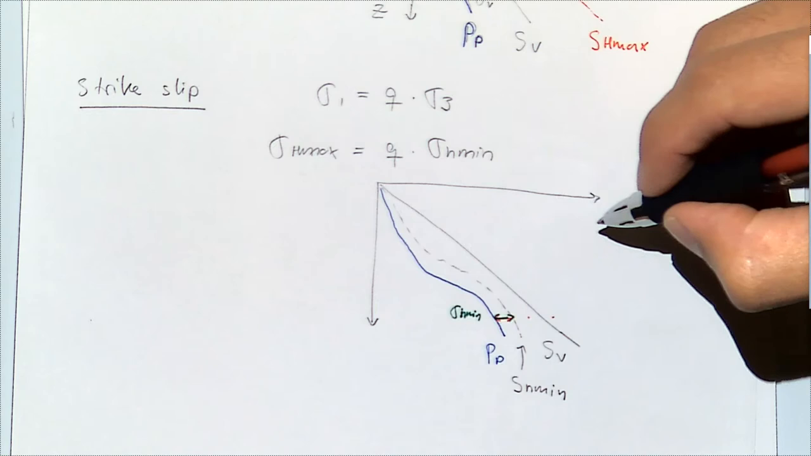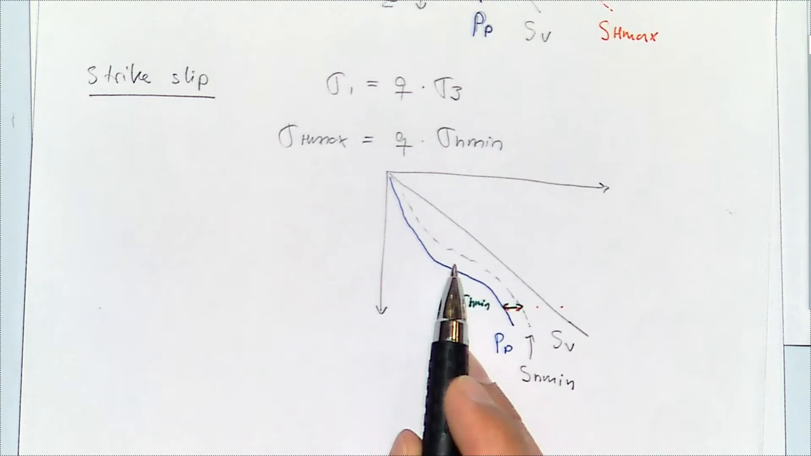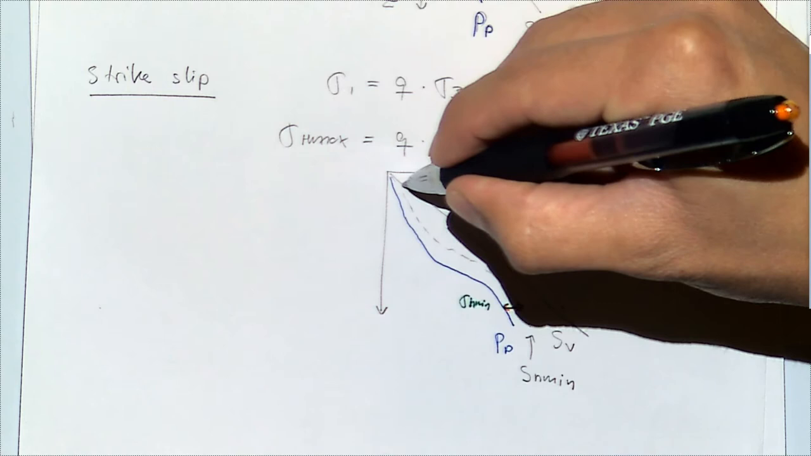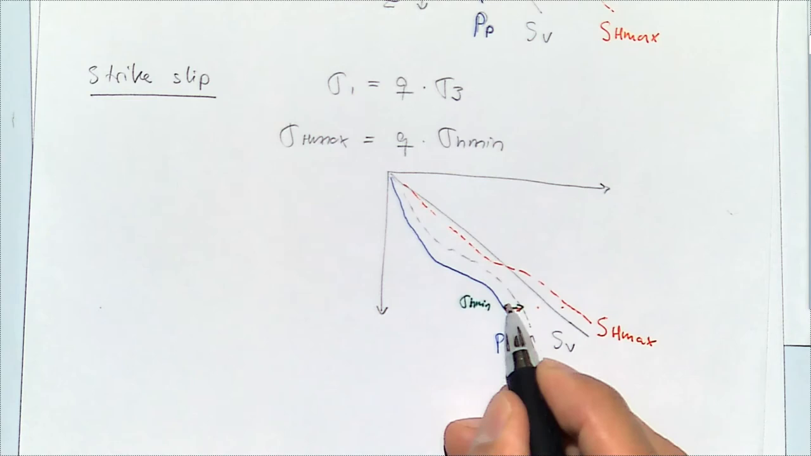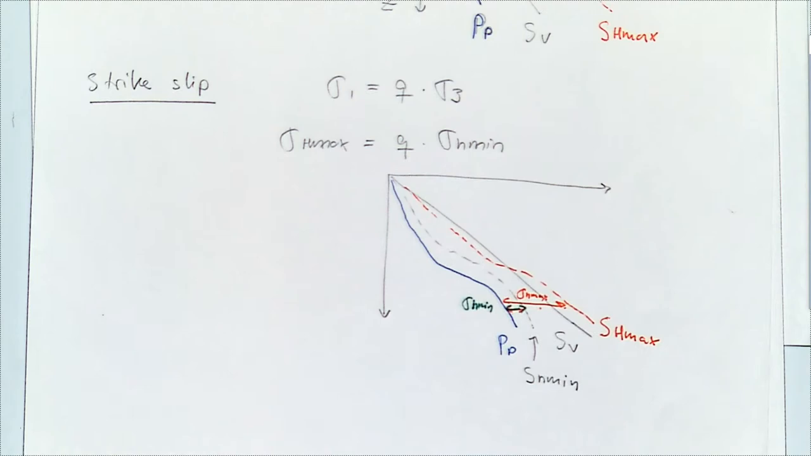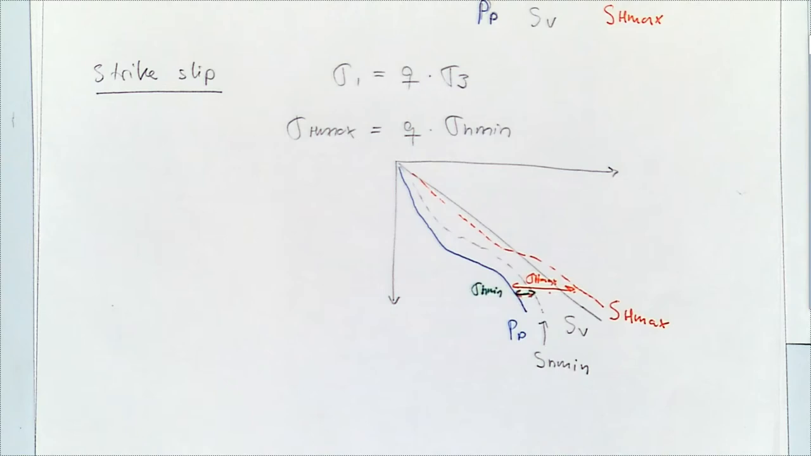And notice that it's the same thing over here. So this is going to be SH max. But the concept is quite simple. The maximum effective stress cannot be larger than the limit at failure based on the minimum effective stress.